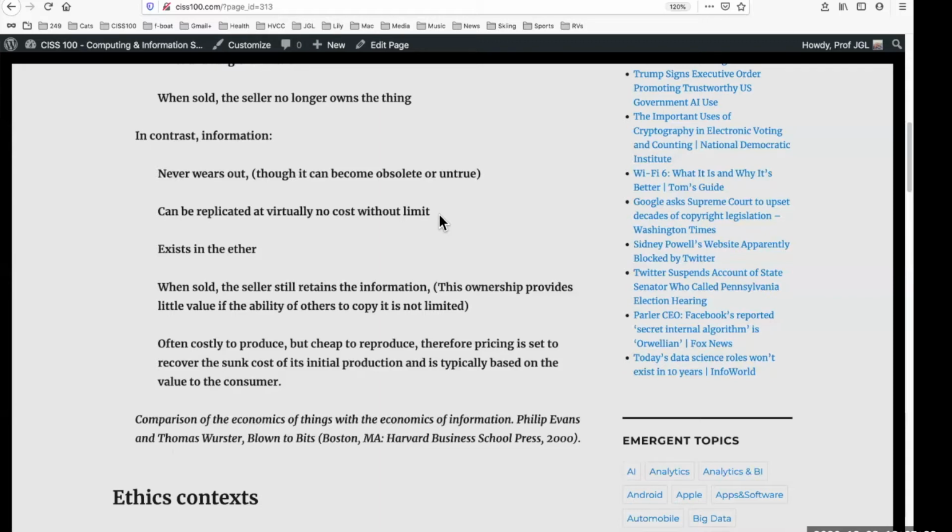So obviously, there are some major ethical and legal issues here. But we do need to understand the basis when we look at reproducing digital information, files: where can it be restricted? The operating system. Now, Apple kind of took a different track with iTunes, and I've talked about that previously as well. So information can be replicated at virtually no cost, and exists in the ether, not at a tangible location. And in contrast to physical items, when sold, the seller still retains the information.